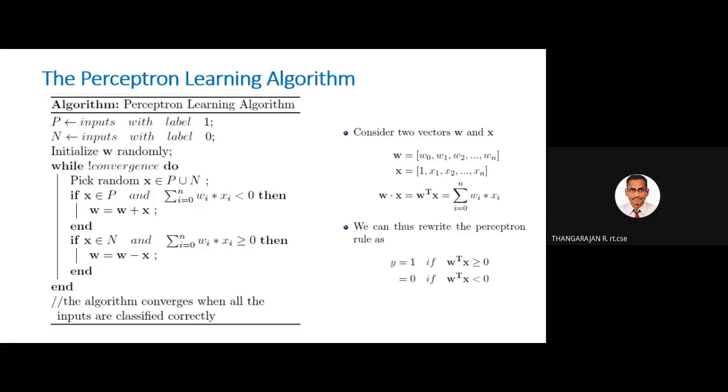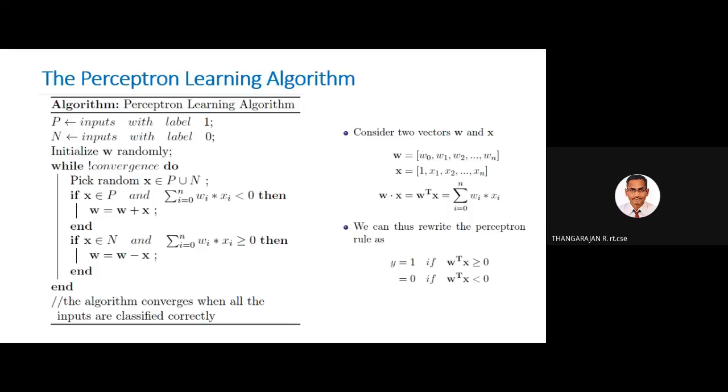Sorry, I forgot to explain the condition. You take it if X happens to be a positive sample. When is X a positive sample? When Y is equal to 1. In that case, if W transpose X happens to be less than 0, that means it's wrong. Your neuron is saying that W transpose X is less than 0, but the sample says it is a positive sample. That's a mismatch. In that case, you have to update the weight in the positive direction.